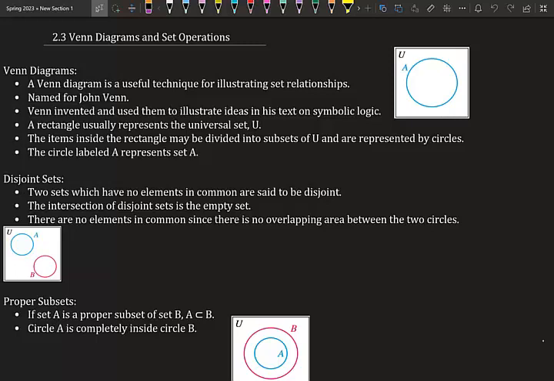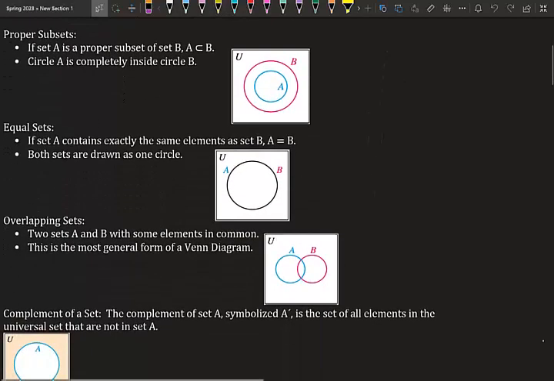So disjoint sets. Two sets which have no elements in common are said to be disjoint. The intersection of disjoint sets is the empty set. There are no elements in common since there are no overlapping areas between the two circles. So that's what it looks like to be disjoint sets. Proper subsets. You just learned what a proper subset was in 2.2. So if set A is a proper subset of set B, circle A is completely inside circle B. Equal sets. If set A contains exactly the same elements as set B, both sets are drawn as one circle.